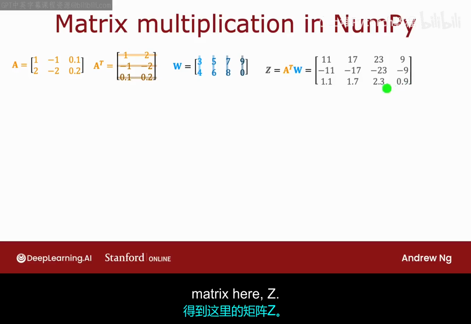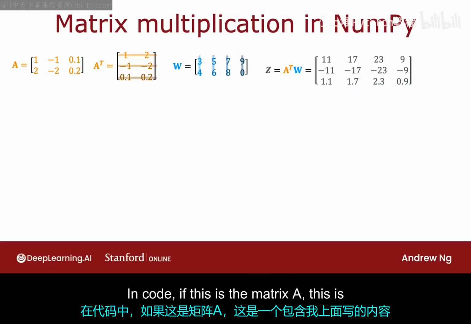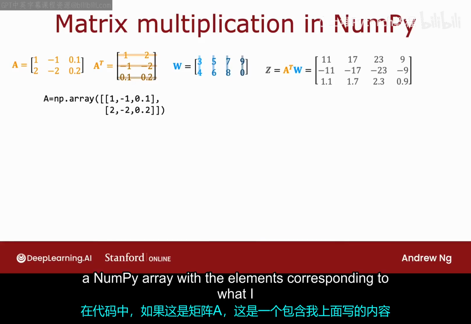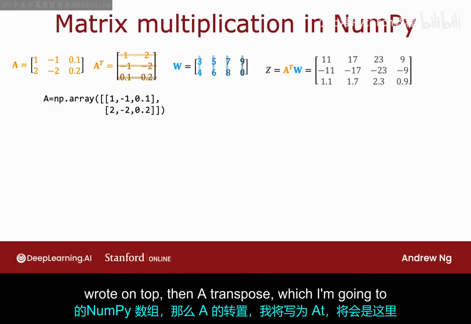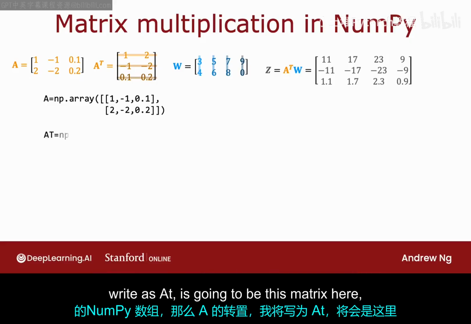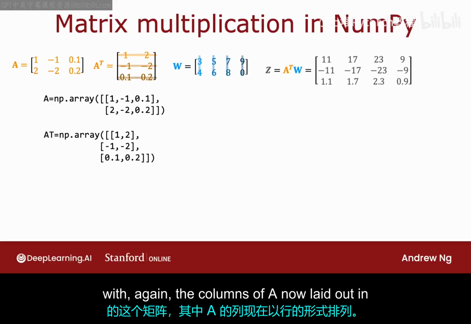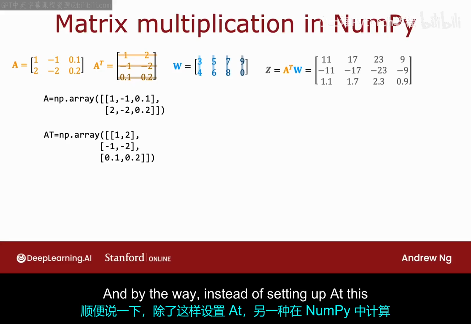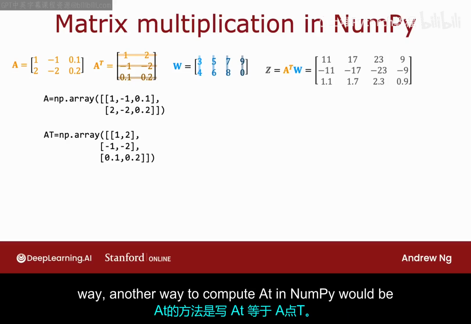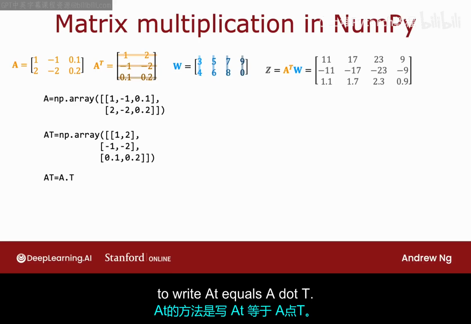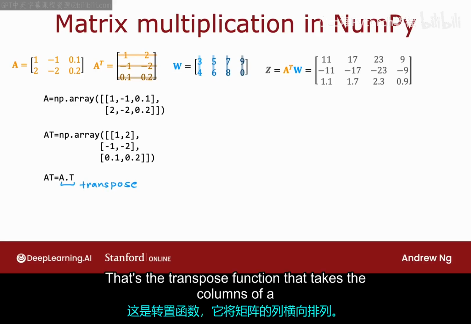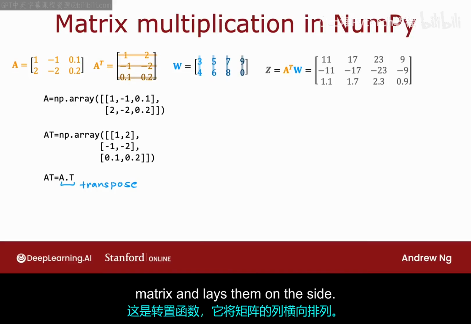resulting in this matrix here, Z. In code, if this is the matrix A, this is a NumPy array with the elements corresponding to what I wrote on top, then A transpose, which I'm going to write as AT, is going to be this matrix here with, again, the columns of A now laid out in rows instead. And by the way, instead of setting up AT this way, another way to compute AT in NumPy would be to write AT equals A.T.